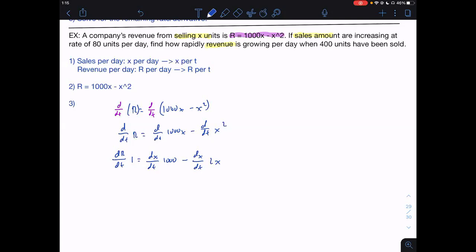Let me simplify this a bit more. Here we have d over dt times 1, which is just d over dt. So dR over dt equal to, now notice what do these two have in common?